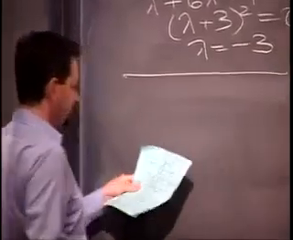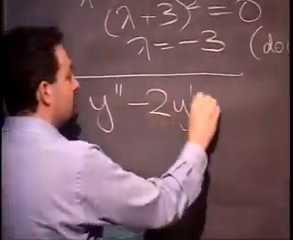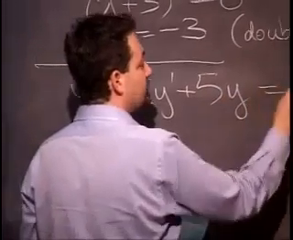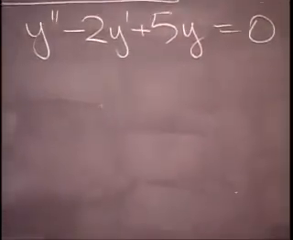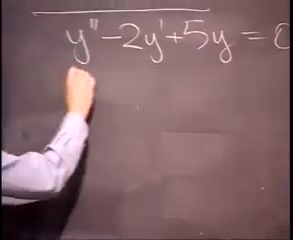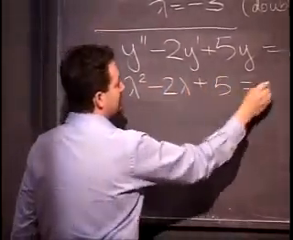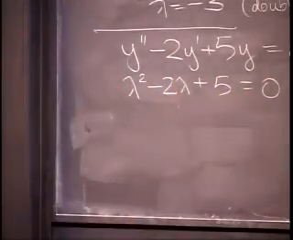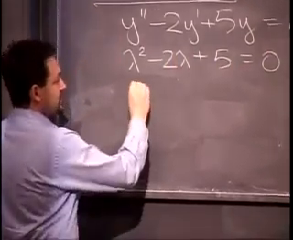How about this one? y'' - 2y' + 5y = 0. Again, straightforward, second order, constant coefficient. So the characteristic quadratic is lambda^2 - 2 lambda + 5 = 0. Doesn't look like I can factor that easily. So let's try the quadratic equation.